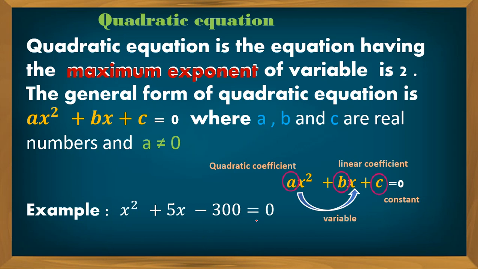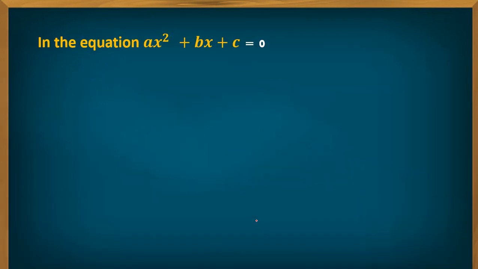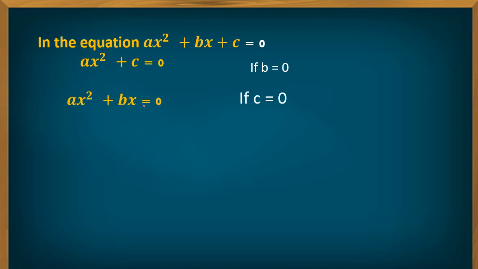Now how can we identify whether an equation is quadratic or not? Let us take the standard form. ax square plus bx plus c equals 0 is a quadratic equation. So what will happen if we take b as 0? The term bx is 0, we get ax square plus c equals 0. If we take c as 0, then ax square plus bx equals 0. Now take b and c both 0, then ax square equals 0.